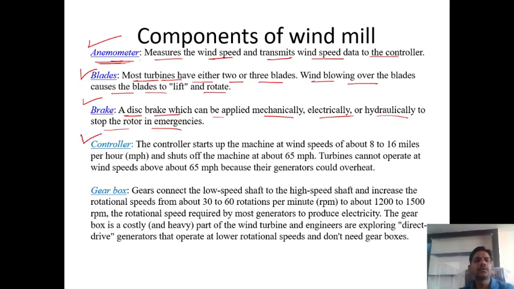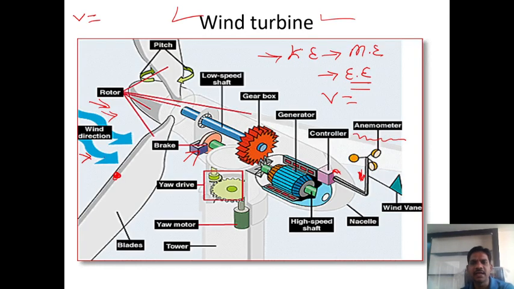Then another is the controller, number four. What is its role? The controller starts up the machine at a wind speed of about 8 miles per hour and shuts off the machine at about 60 miles per hour, and the turbine cannot operate at wind speeds above about 65, because the generators could overheat. Because of the high speed, a larger amount of heat is produced inside the generators, and the generator may be damaged.